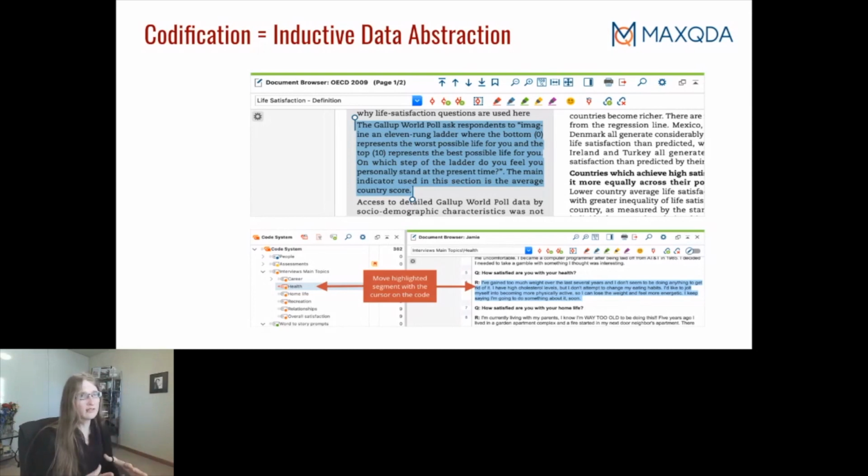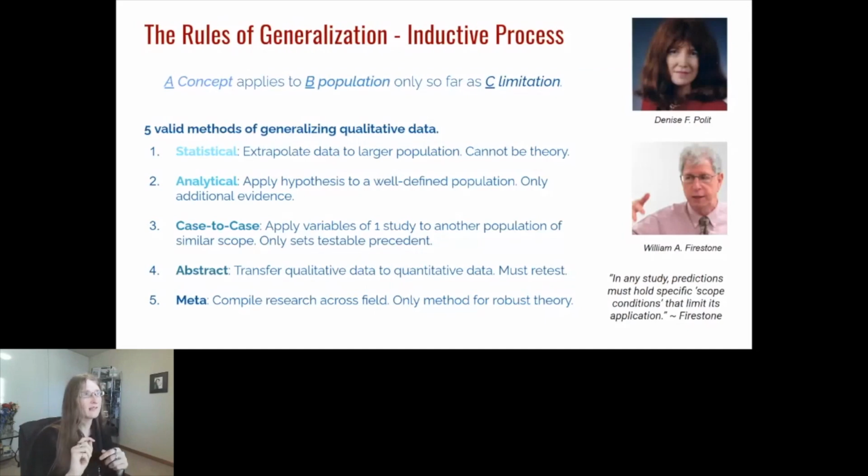In order to do that, there are 5 valid methods of doing this within social science. Fortunately for you, you're not planning on launching a white paper, right? And because you're not planning on launching a white paper, all you need to worry about in order to remain valid is this formula: A concept applies to B population only so far as C limitation. And keep in mind, in any study, predictions must hold a specific scope of conditions that limit its application. This is very, very critical.